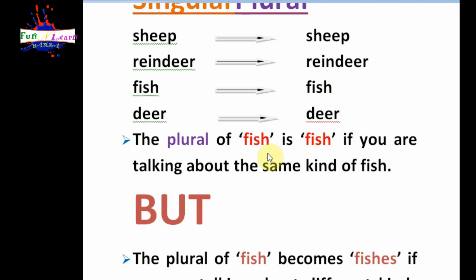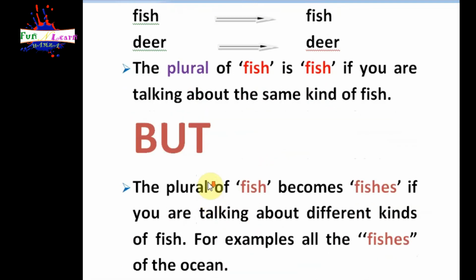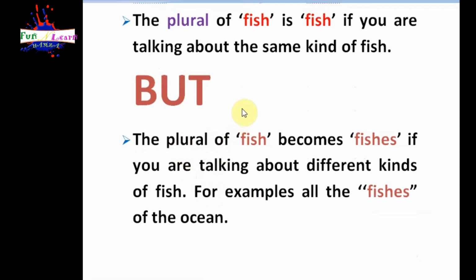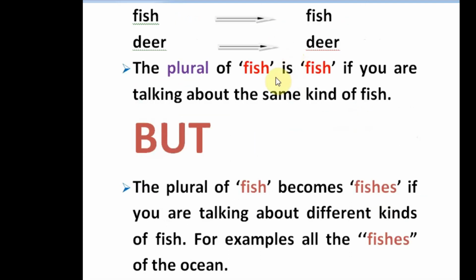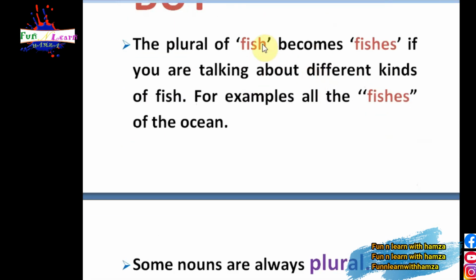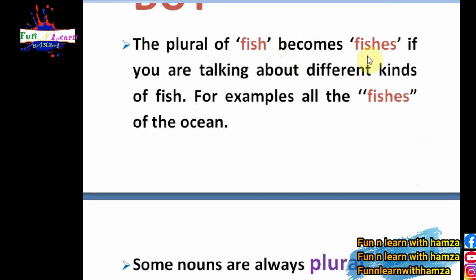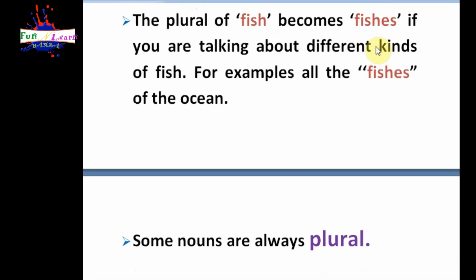But if you are talking about different species, say a guppy, sharks, dolphins, many different kinds of fish together, then the plural of fish becomes fishes. Because you are talking about different kinds of fish, then the plural will be fishes. But if you are talking about the same kind of fish, whether it's one or it's 100 or it's 1,000,000, singular and plural remains fish. But the plural becomes fishes if you're talking about different kinds or different species of fishes. I hope this solves the issue.